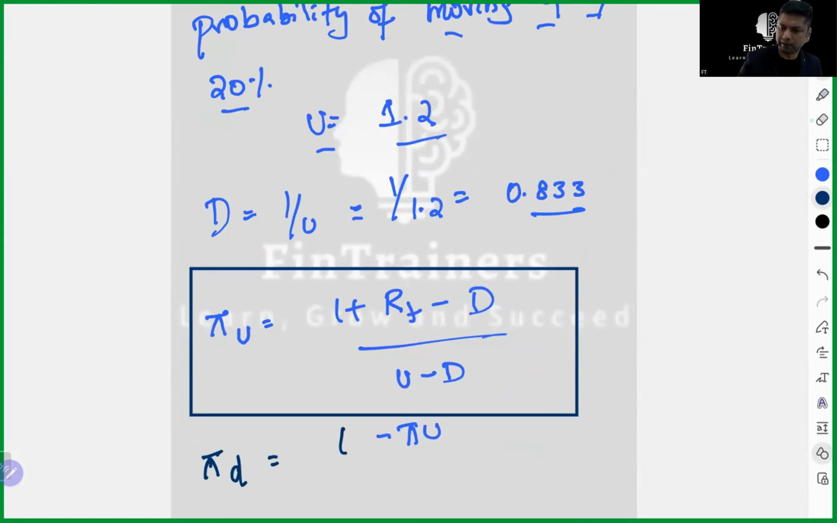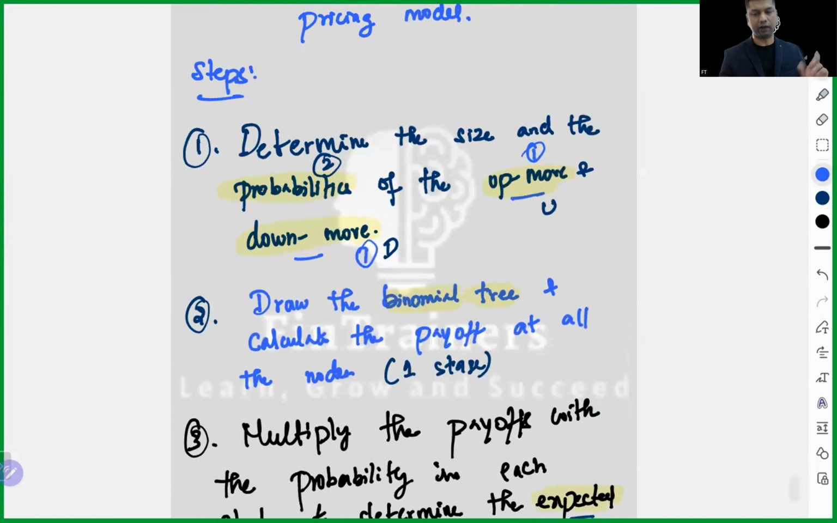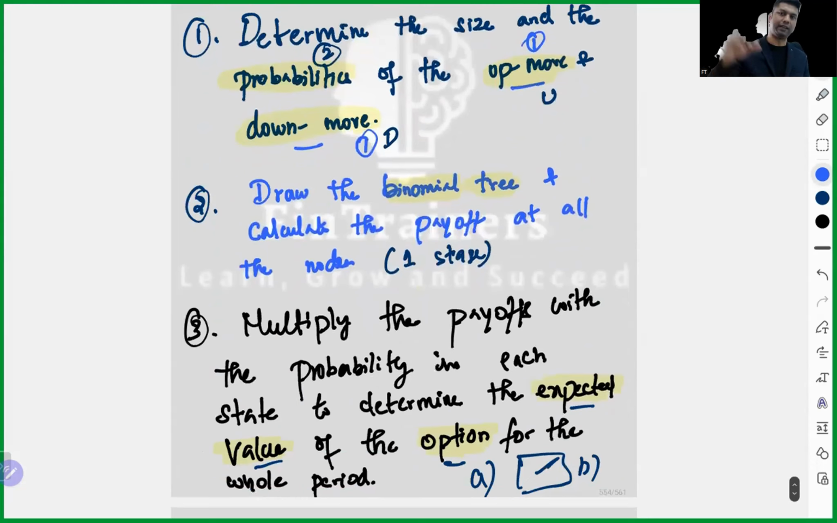Once you have the up move probability, you subtract it from 1 to get your down move probability, since totally it is 1. If you're done till here, you're done with step 1 in binomial option pricing: determine the size and the probabilities of the up move and down move. Now we have to draw the binomial tree and calculate the payoff at all the nodes, then multiply the payoff by the probability to find the expected value, then discount it back to today's time.